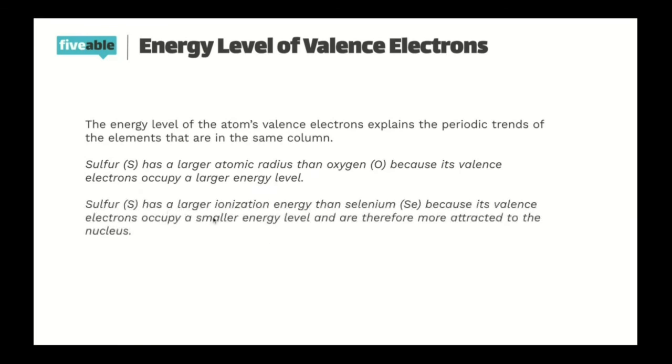We also know that sulfur has a larger ionization energy than selenium. So notice I'm comparing atoms and elements that are in the same column. Hopefully you guys are all looking at your periodic table here. Sulfur has a larger ionization energy compared to selenium because its valence electrons occupy a smaller energy level and are therefore more attracted to the nucleus. If the valence electrons are in a smaller energy level, then they are closer to the nucleus, meaning that those positively charged protons want to hold on to those electrons as best as they can.